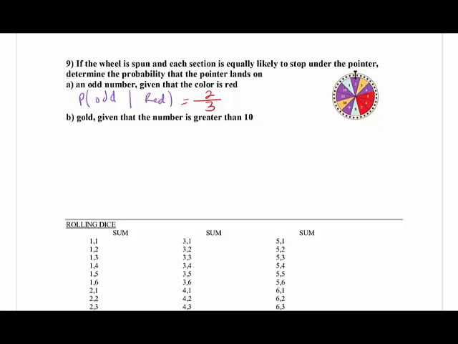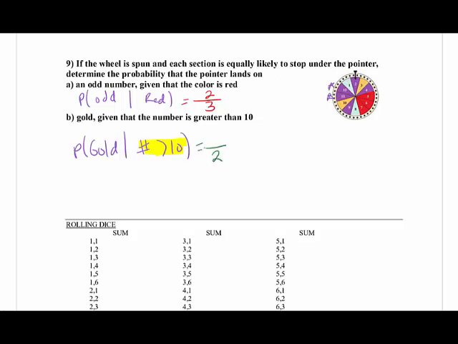Going to B, we want a gold. So probability that we land on the gold, given that the number is greater than 10. So we're going to start with that condition first because it restricts what my total possibilities are. So for my total possibilities, I'm not including 10 because it says greater than 10. So I'm looking at the 11 and the 12. So I have 2 possibilities.